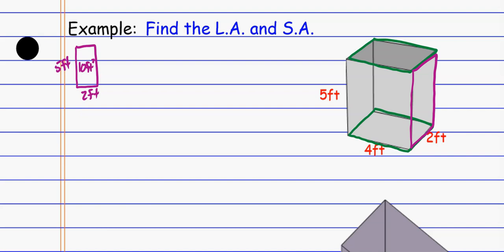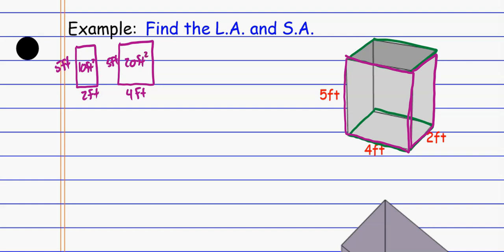I would then have to look at the next one and say, oh, how about this guy? This is part of my lateral faces. So let's find the area of that piece. And so I have a larger rectangle here for that front piece. And it's a 4 feet by 5 foot piece. And so once again, the area of that piece is 20 square feet, okay?